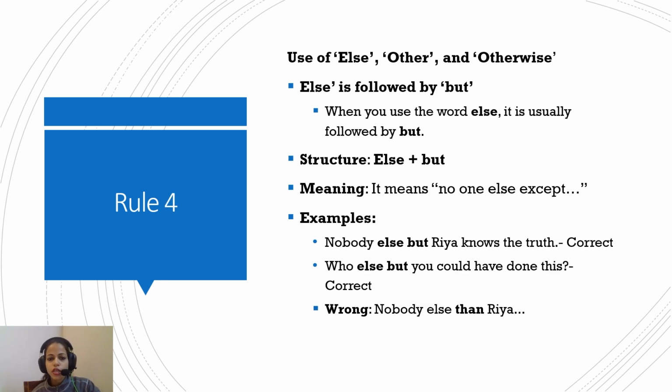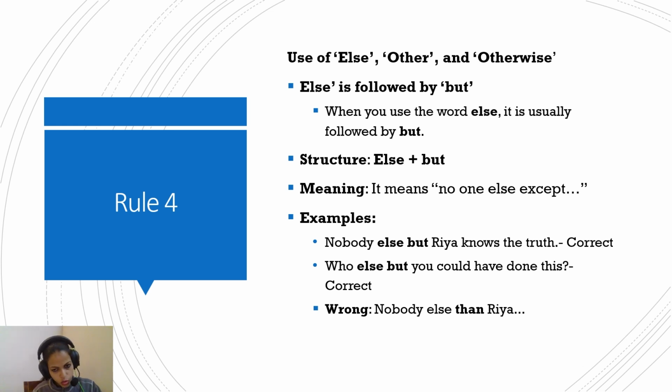Now, let's look at our fourth rule for a verb that requires the use of else, other, and otherwise. We'll try to understand how we use these adverbs. So case 1, else. When you use the word else, it is usually followed by but, because the word else here means no one else except. So, for example, nobody else but Ria knows the truth. That means that Ria is the only person who knows the truth. No one except her knows the truth.